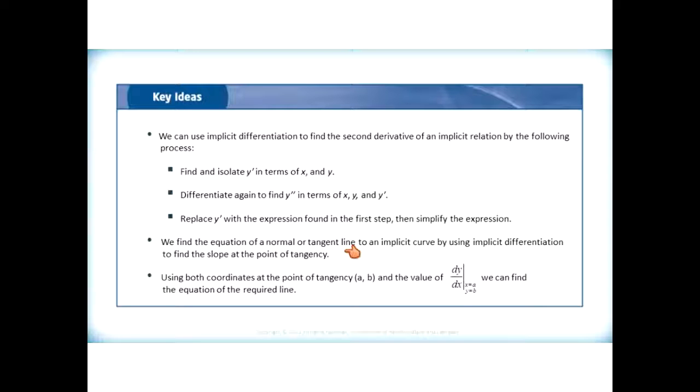Using both coordinates at the point of tangency, A and B, we can find the value of that slope and use it to find the equation of the required line. Lots of fun stuff there. Extension things with implicit differentiation.